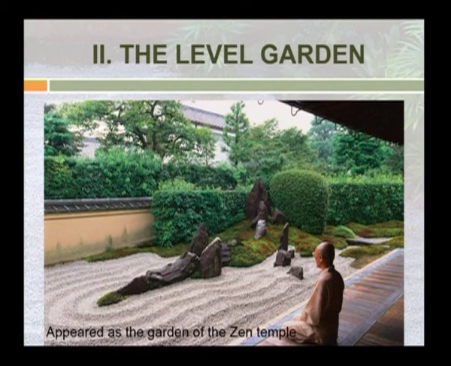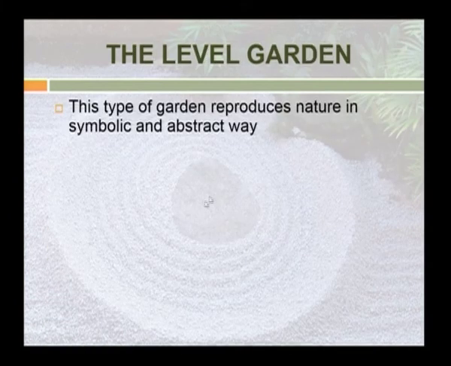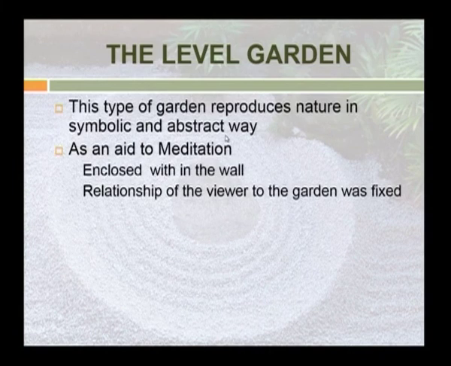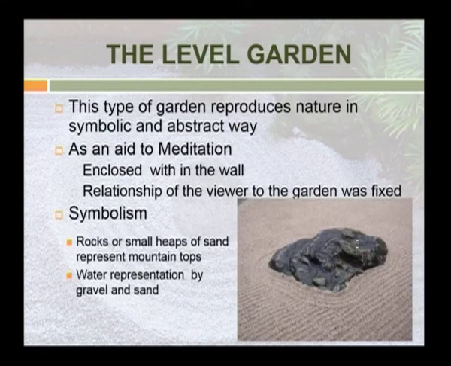The second type of garden is the flat garden or the symbolic flat garden. They appeared as gardens of the Zen temple. This type of garden reproduces nature in a symbolic and abstract way. This was designed as an aid to meditation. These kinds of gardens were enclosed within walls and the relationship of the viewer to the garden was fixed, and rocks or small heaps of sand were used to symbolically represent mountain tops, and water was represented around these using white sand or gravel.